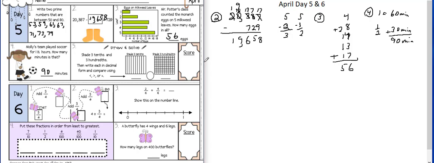All right, so here, draw and solve. Shade 3/10 and 3/100, then write each in decimal form and compare using less than, greater than, or equal to. So I'm going to start with the 3/10. So that one, and that one. All right, and that would be 0.3.